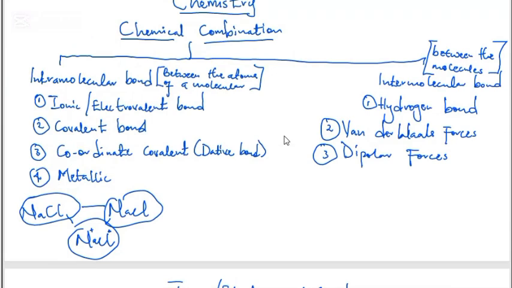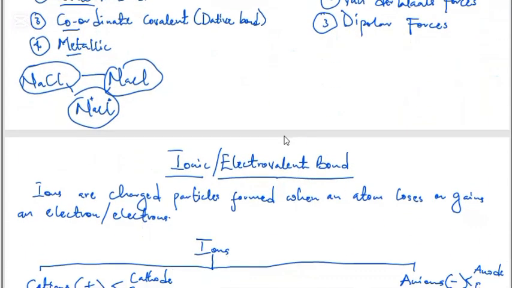So we started by saying chemical combination can be intramolecular, that is between the atoms of a molecule, and it can be intermolecular, that is between the molecules themselves. And for intramolecular, we said we have the ionic, which we have discussed, the covalent, which has to do with sharing, the coordinate covalent, we'll look at it later, the metallic. Then for the intermolecular, we see hydrogen, van der Waals, and dipolar forces.